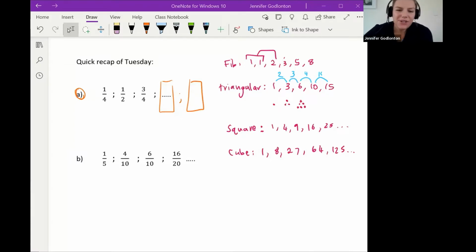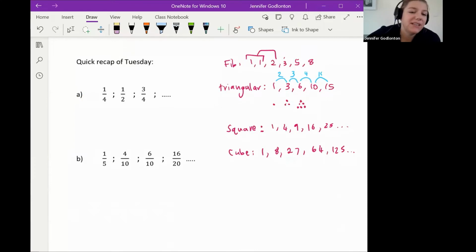Okay, so question A, it looks nasty. Don't worry, I won't do B just yet. I know not everyone's there. Question A looks nasty because at the top we're seeing 1 1/3, and then at the bottom we're seeing 2 4/4. And our go-to with fractions when we're dealing with patterns is try and get everything to have the same denominator.